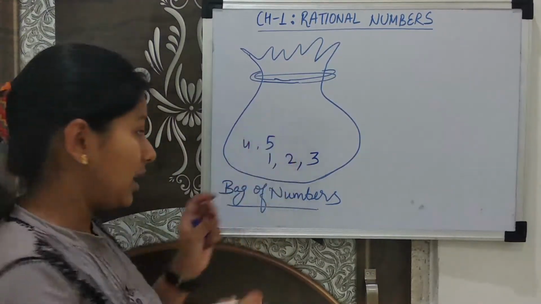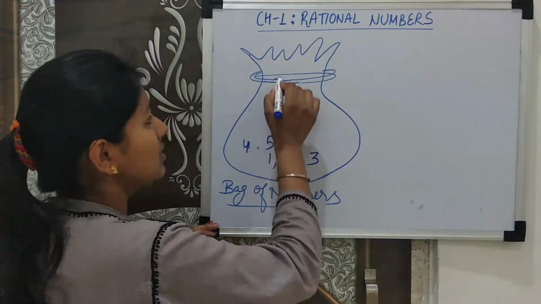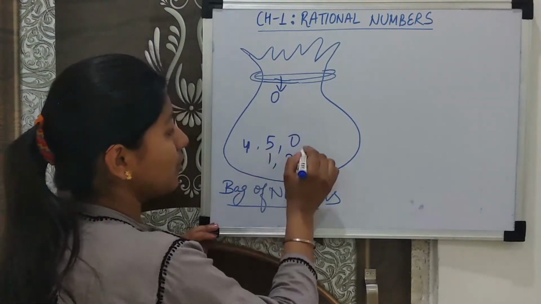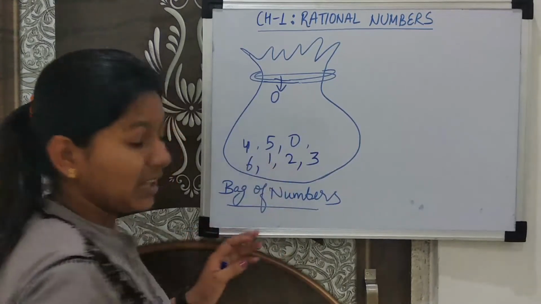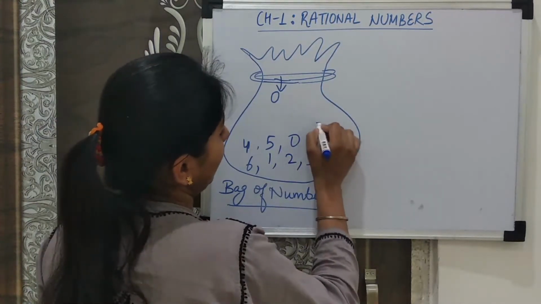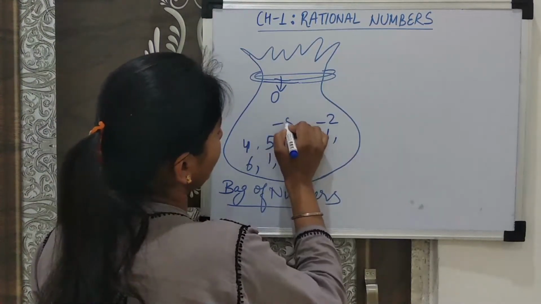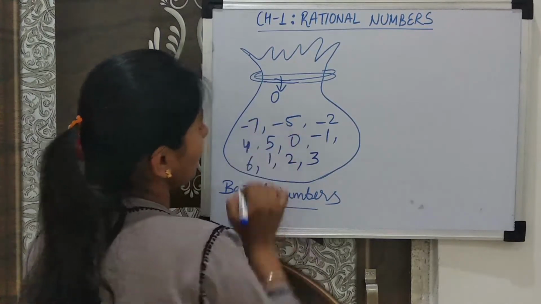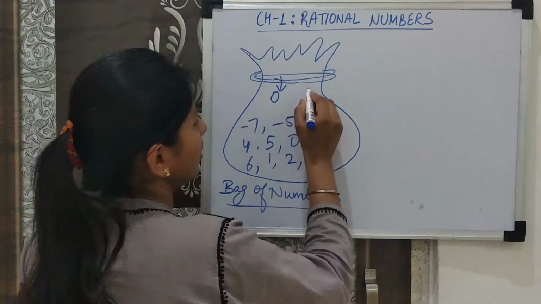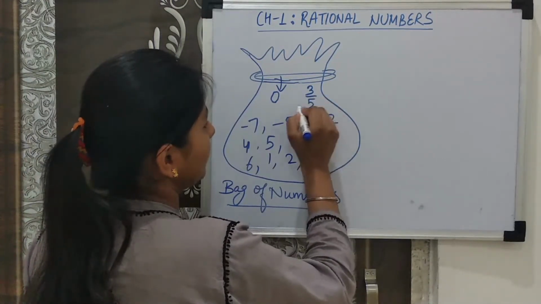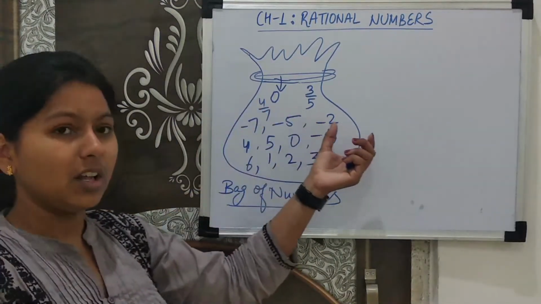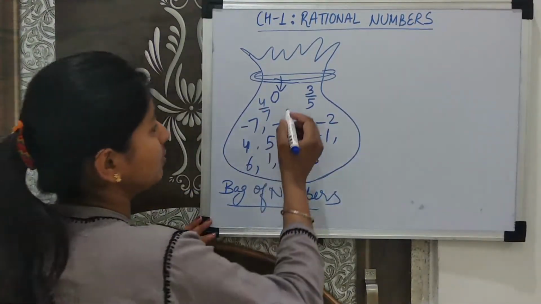But later on when I introduced 0 in my bag, then I was having a collection of whole numbers with me. Later on I found some negative numbers also. Then now my collection has become of integers. Then I found some numbers like 3 by 5, 4 by 7. These numbers were fractions. Now there are some more kinds of numbers.